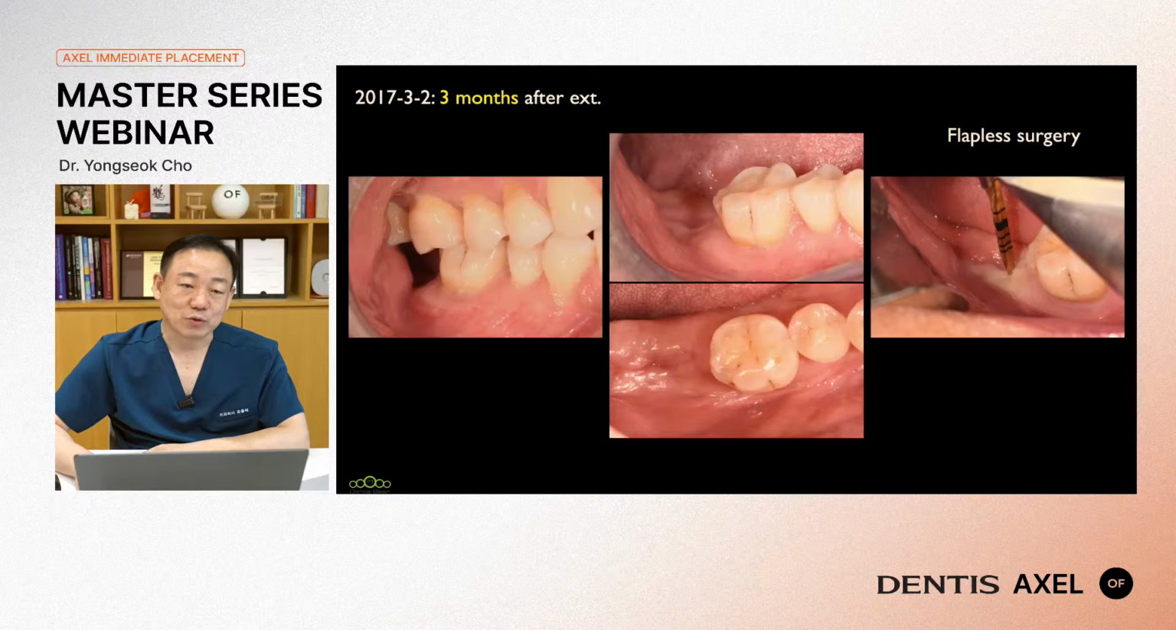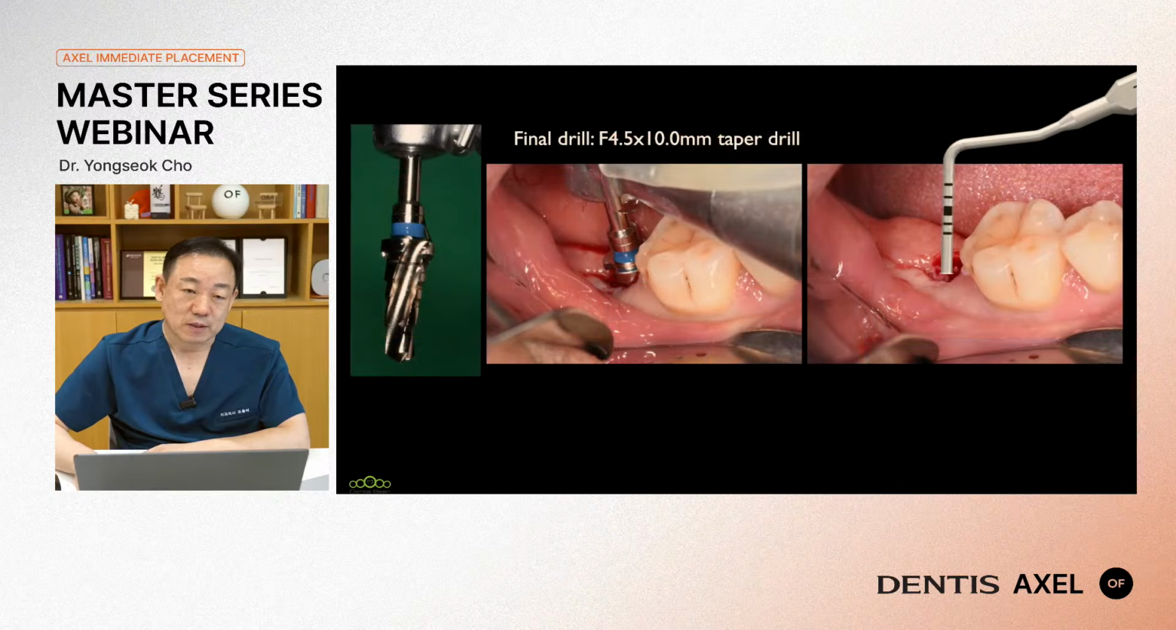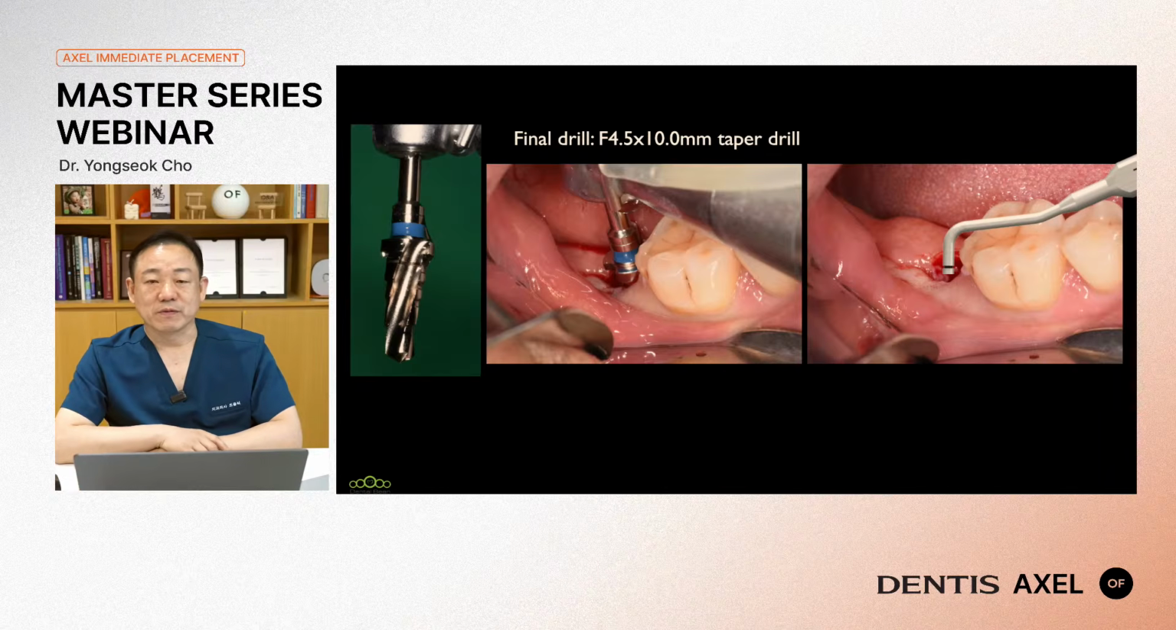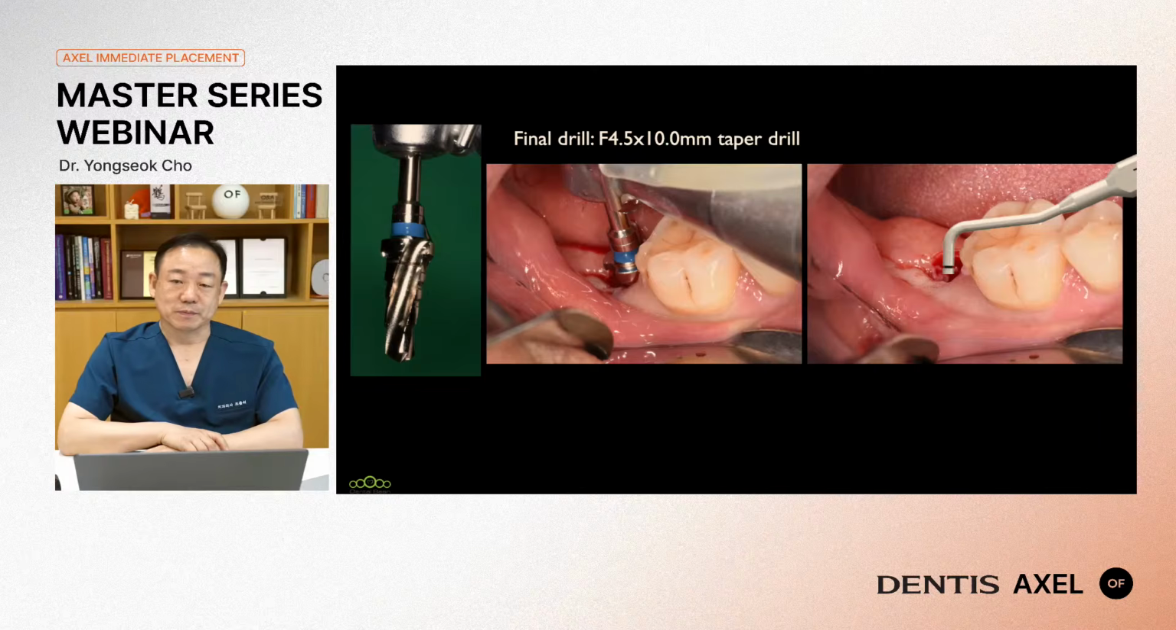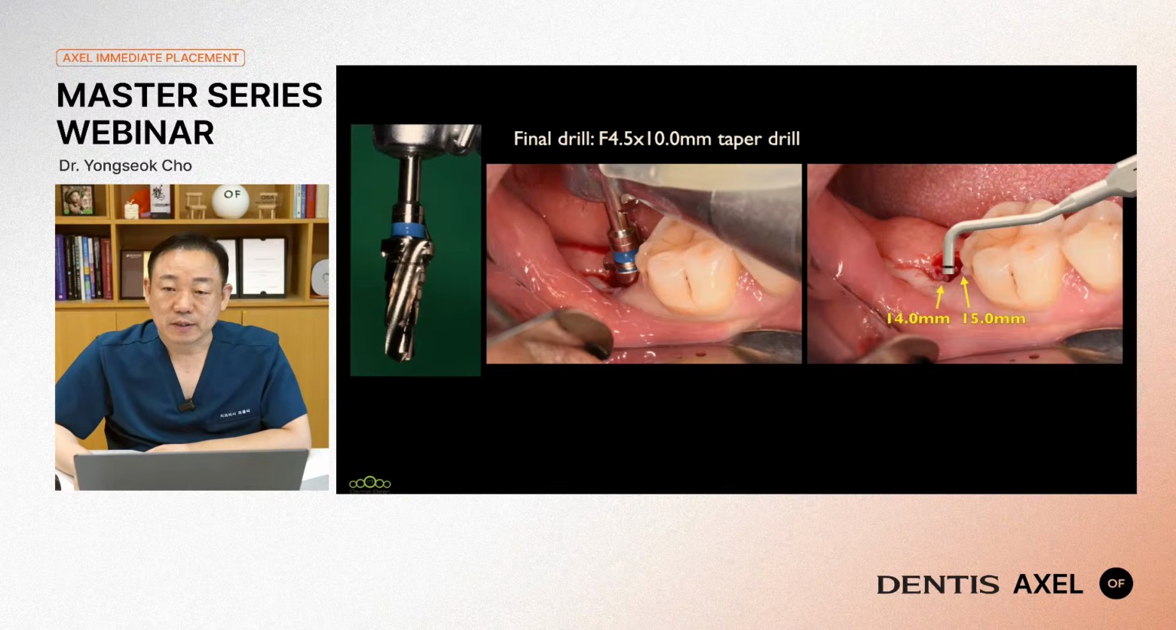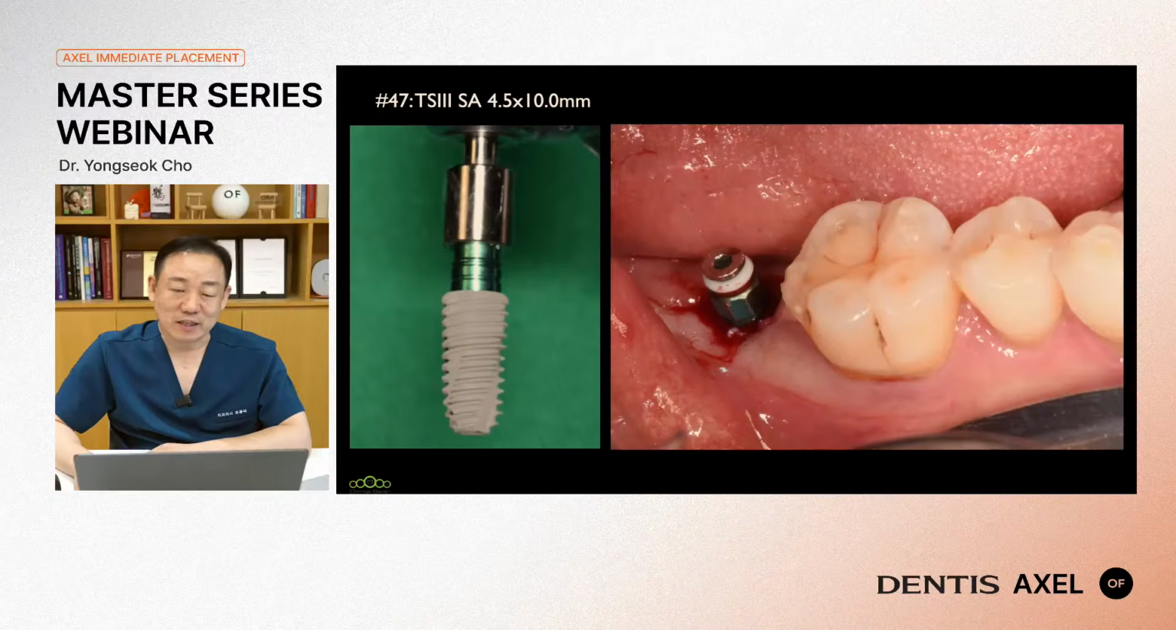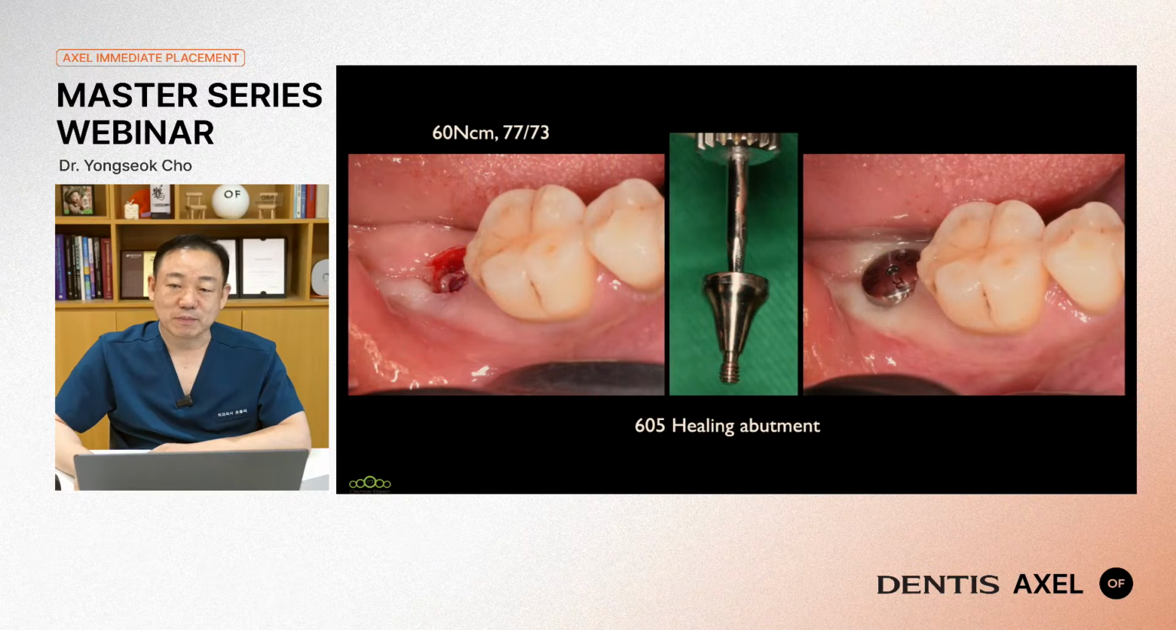I prepared the osteotomy in the routine way, and then the final drill was a 4.5 by 10 millimeter tapered drill, and I measured the depth of the osteotomy site. The depth measured as 14 to 15 millimeters: buccal 14 and proximal 15. So I selected a 10 millimeter implant and placed it like this. The depth of the implant looks 4 to 5 millimeters, which means it is enough depth.